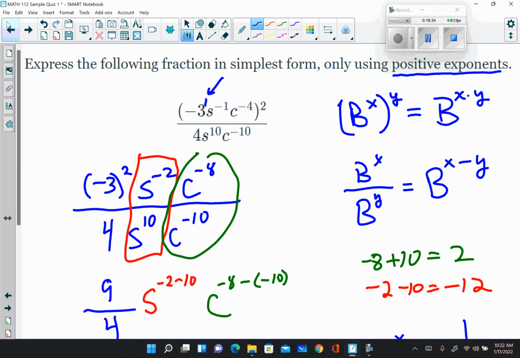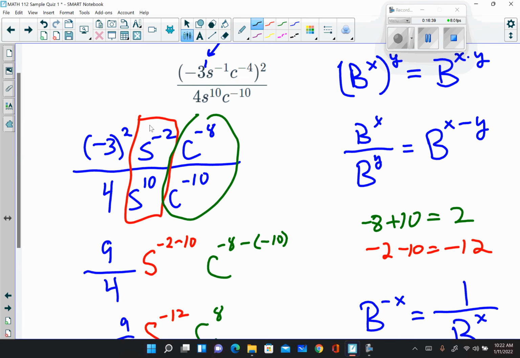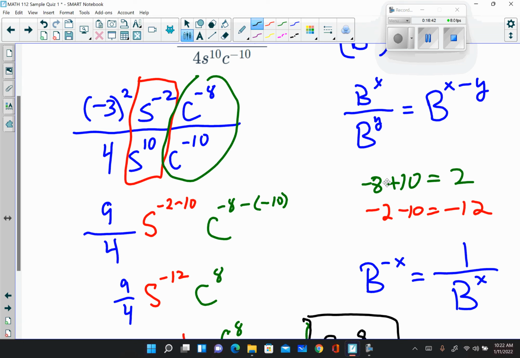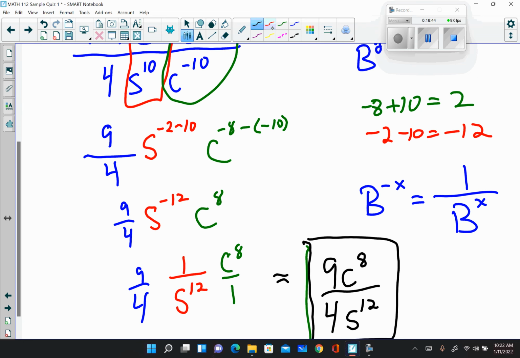There's a mistake. Yes, negative 8 plus 10 is 2. So I correct this. This is supposed to be a 2, just like I wrote over here to the side. So that means over here it's supposed to be a 2. So 9c squared. Everybody makes mistakes. It's 9c squared over 4s to the 12th.